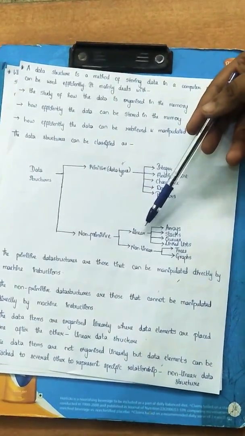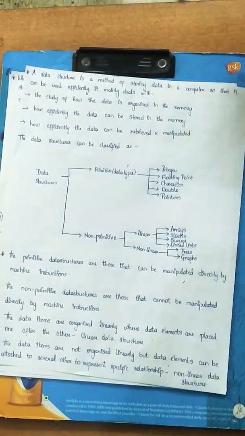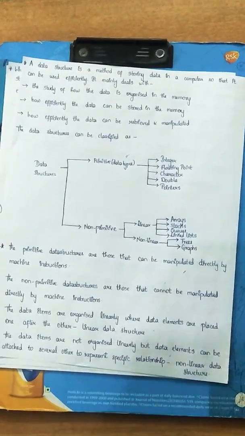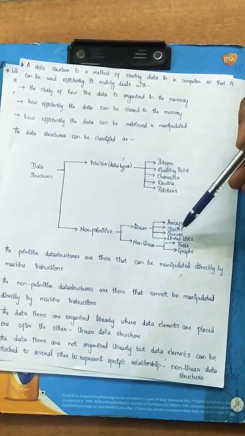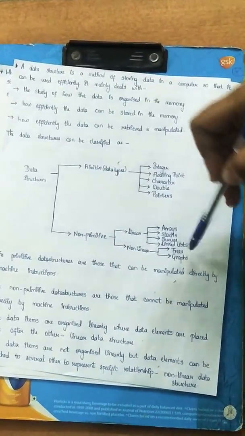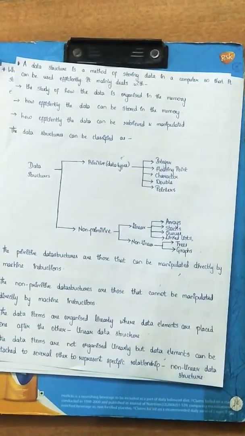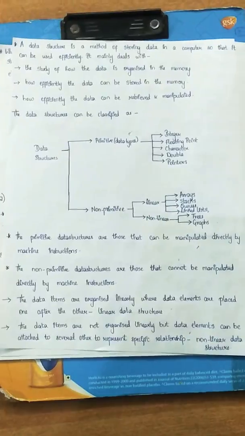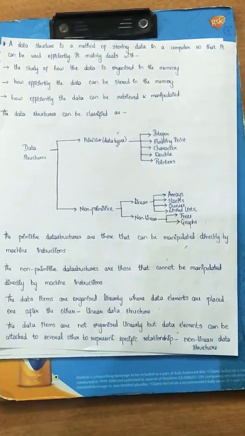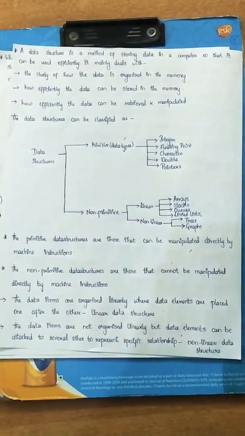Again, the linear data structures are further classified, or the types of linear data structures are arrays, stacks, queues and linked lists, and the non-linear data structures are trees and graphs. So now we will be studying the linear type of data structures, that is the stack.